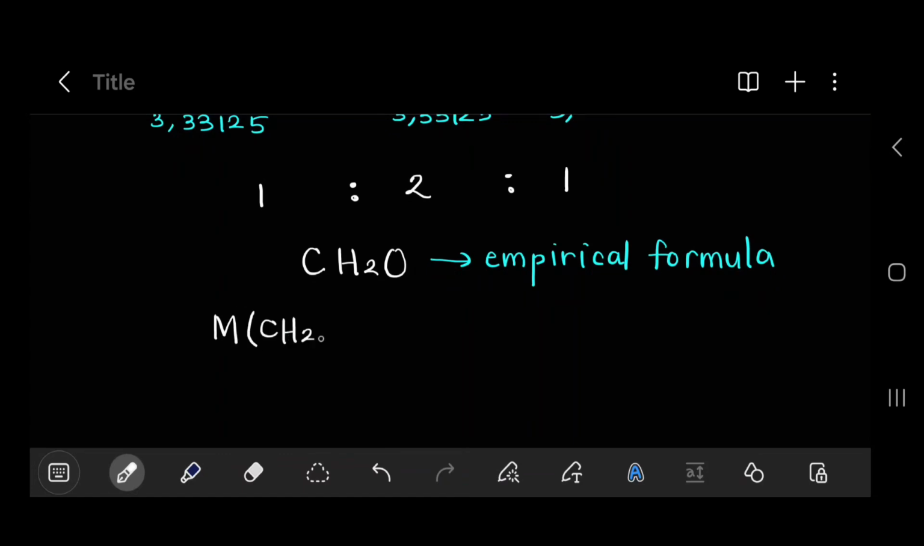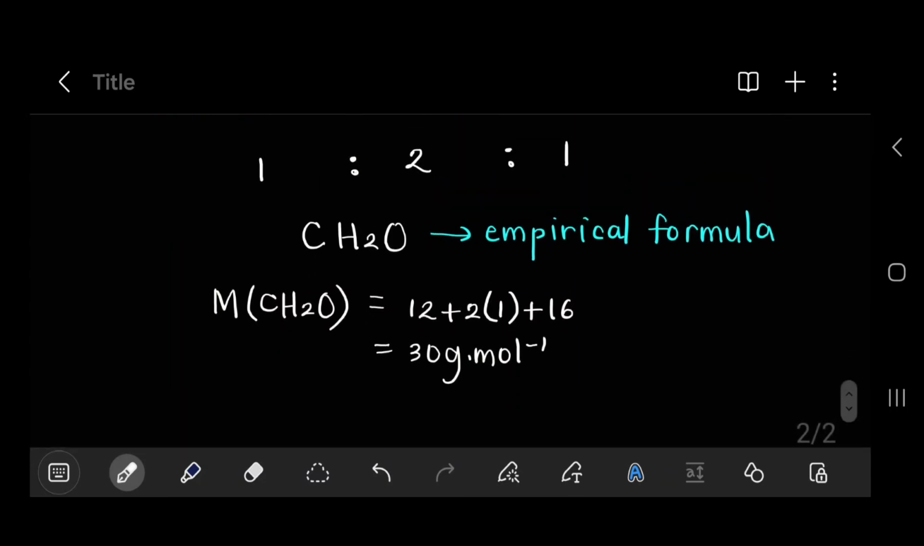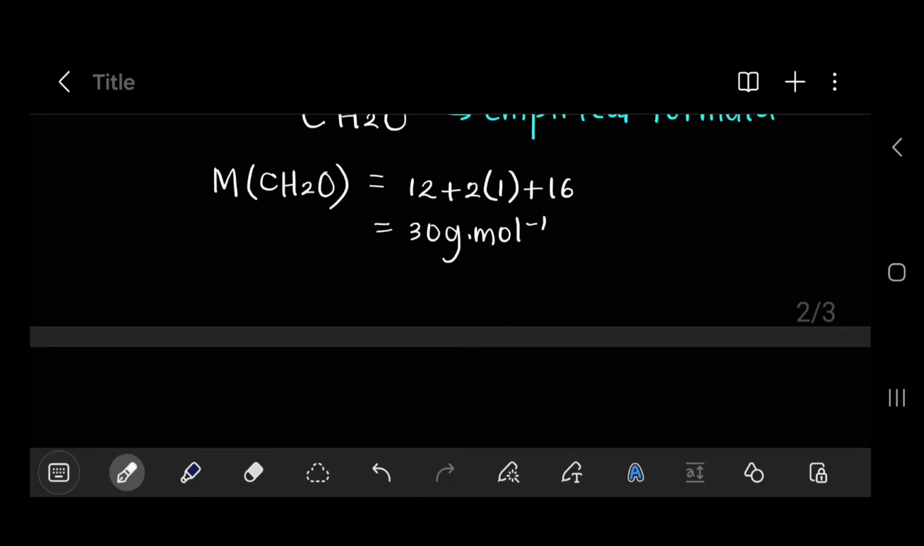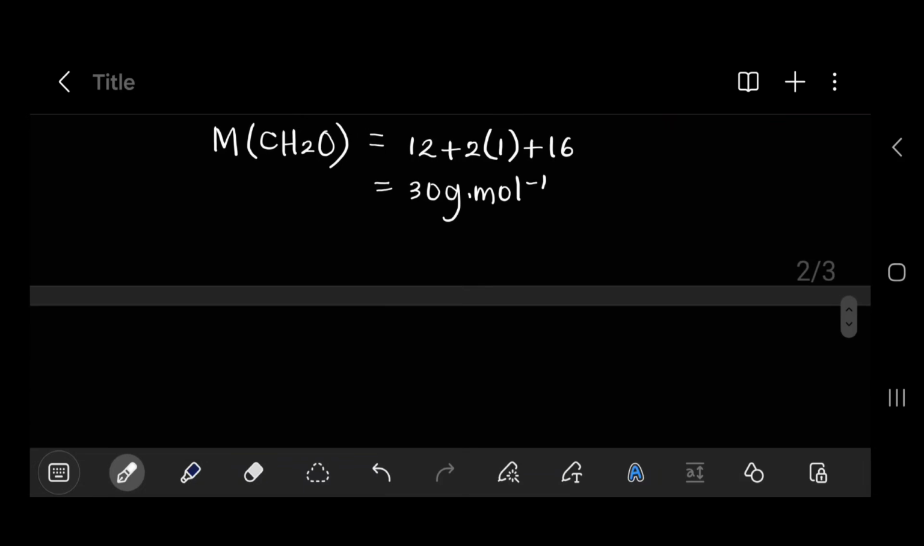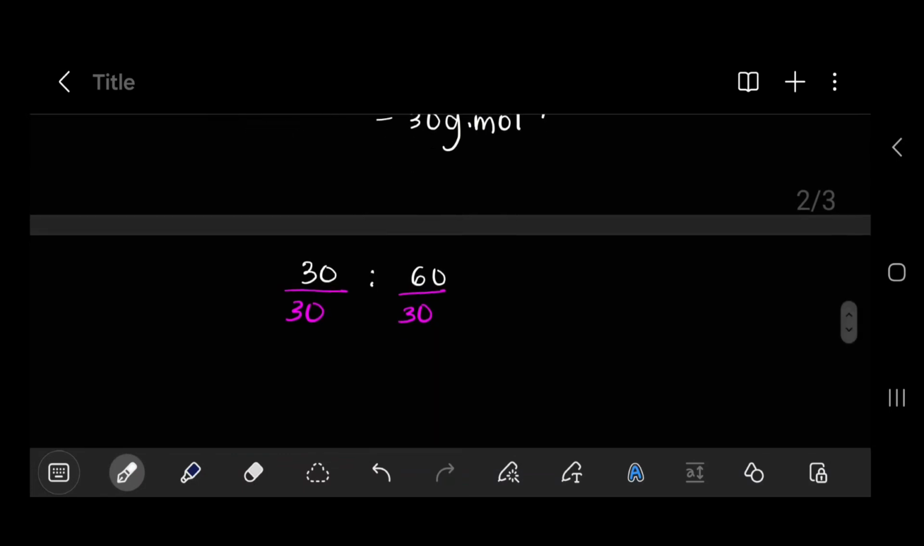Now that we have the empirical formula, we are going to calculate the molar mass of this empirical formula. So we are getting the molar mass of CH2O, which is going to be 12, plus 2 times hydrogen, which is 2 times 1, plus 16. That gives you 30 grams per mole. Your next step is to create a molar ratio between your calculated molar mass and the given molar mass. Remember, in the question, we were given the molar mass as 60. So we're going to have 30 is to 60. We're now going to divide throughout by the smaller value, which is 30. This now simplifies to 1:2.